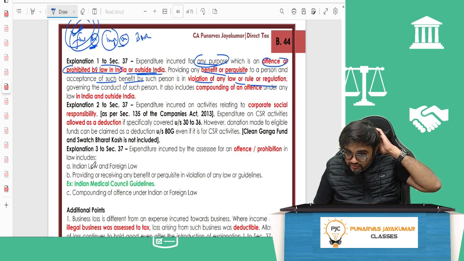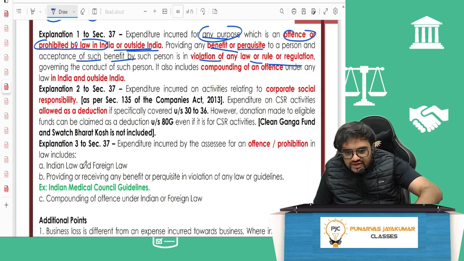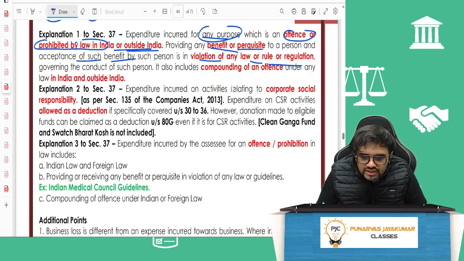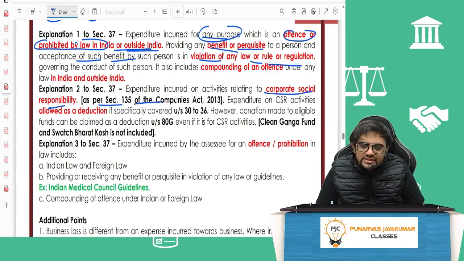Because it's Explanation 1. Similarly, Explanation 2: as far as CSR is concerned, any expenditure incurred on activities relating to CSR as per Section 135 of the Companies Act is not allowed as a deduction under Section 37. But expenditure under Sections 30 to 36 will be allowed because Explanation 2 only overrides 37. And a donation made under Section 80G will be covered basically even if you use CSR.